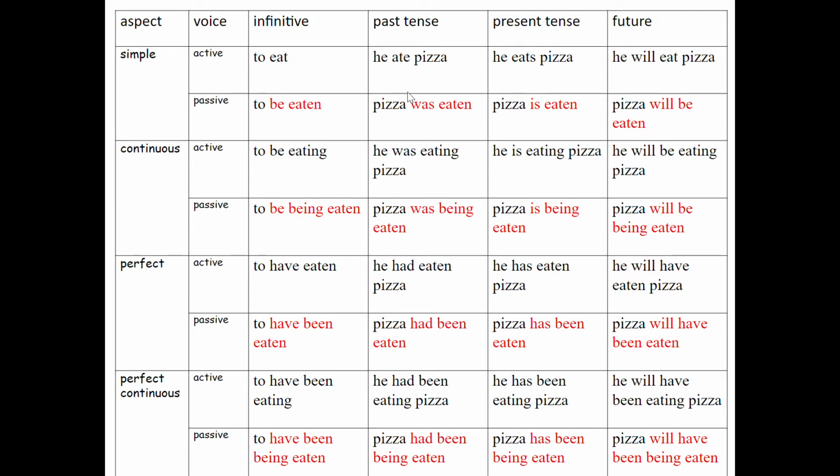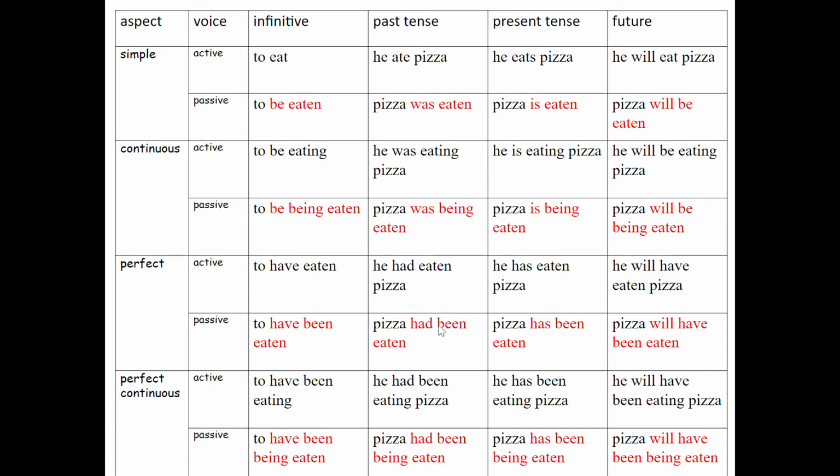In the simple aspect, we can say pizza was eaten, pizza is eaten, pizza will be eaten. So we have the past participle plus the be verb in the past, present, and future. For the continuous, we have pizza was being eaten, pizza is being eaten, pizza will be being eaten. So being plus the past participle, and then was, is, or will be.